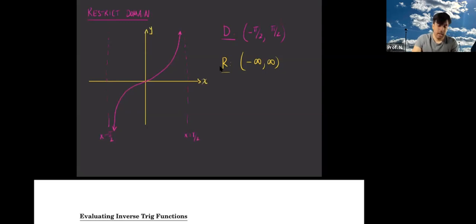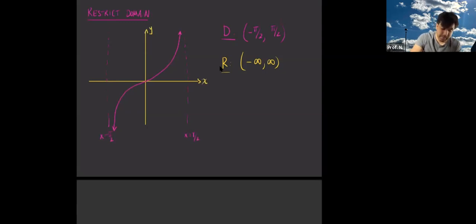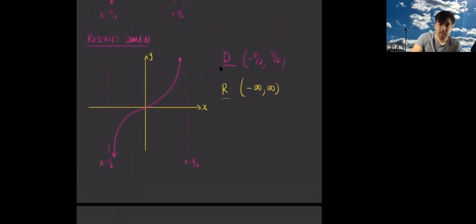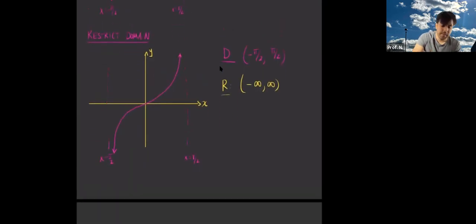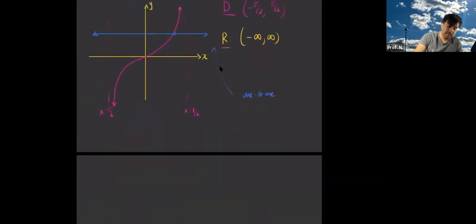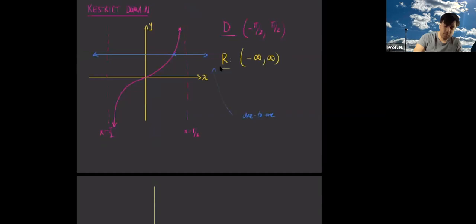Okay? And now what do we do after this? Once I have the restricted domain, once I have the fact that it's one-to-one, it passes the horizontal line test, because it only goes through once, right? Then we swap the x's and the y's. Here we go. All my x's become y's, all my y's become the x's. So my domain and range are also switched.